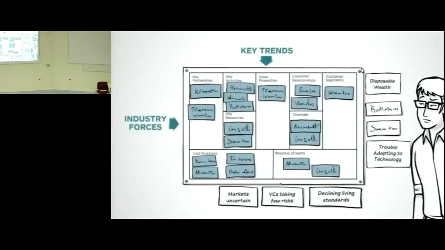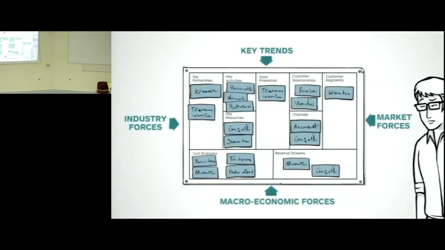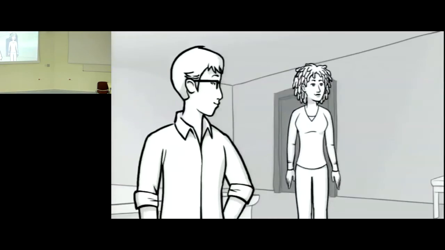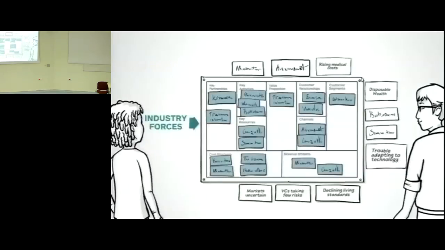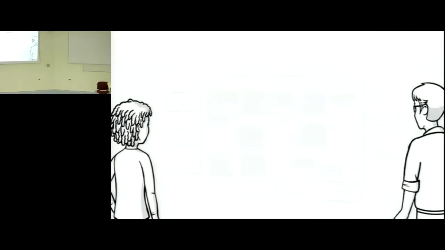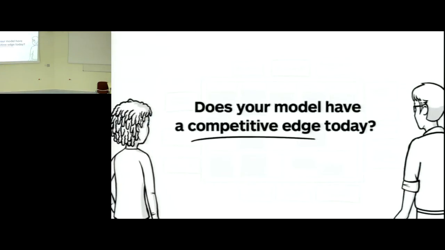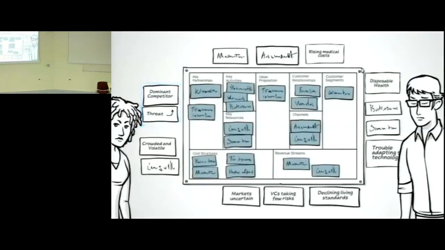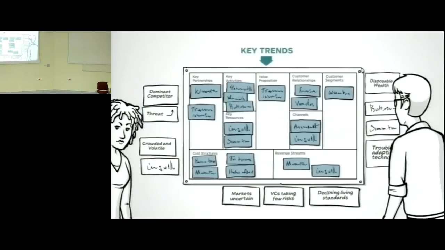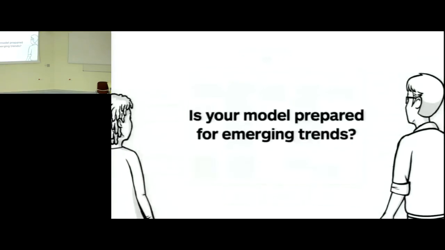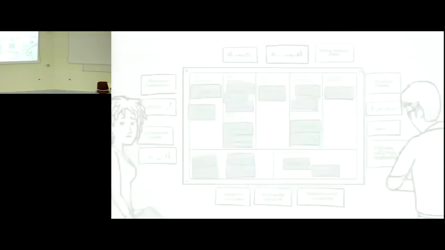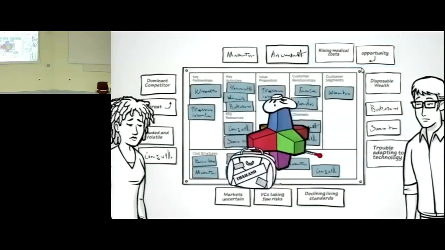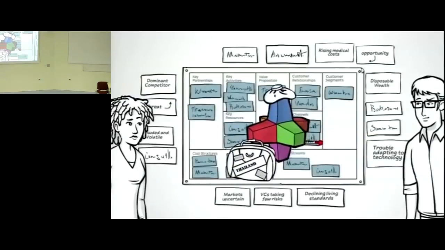Now you've mapped your environment, full of threats, opportunities, and constraints. What do? Use the map, of course, to make your business model more responsive. Looking at industry forces on the left side of your canvas, ask, does your model have a competitive edge today? Tomorrow? Good thinking, Beth. That dominant competitor could be a threat. Looking at key trends on the top of your canvas, ask, is your model prepared for emerging trends? Okay, if rising medical costs encourage overseas treatment, that could be an opportunity for your travel agency.